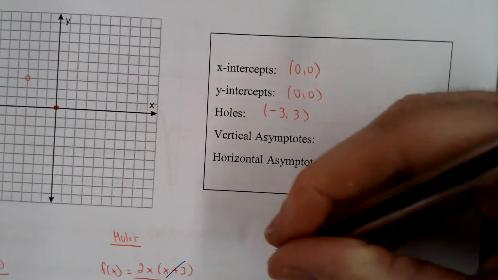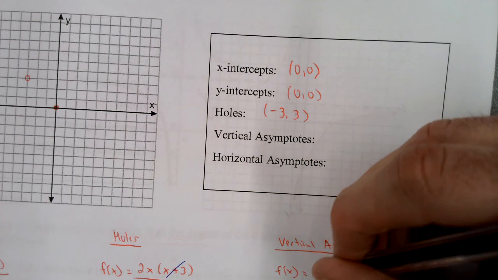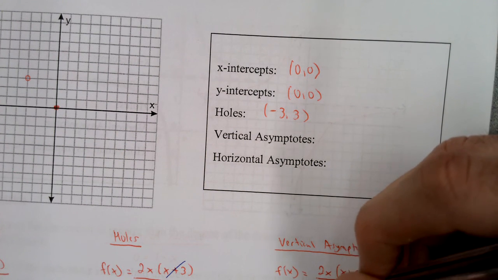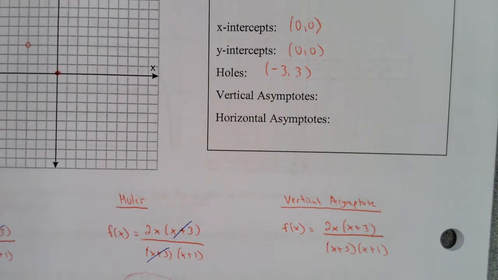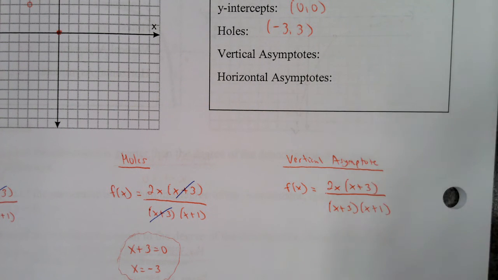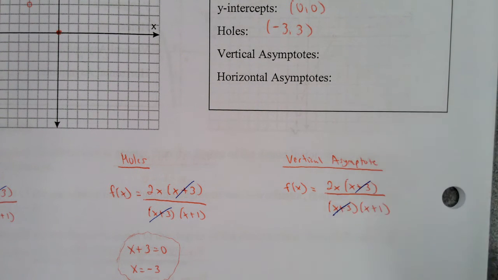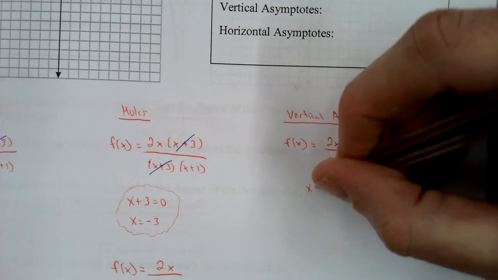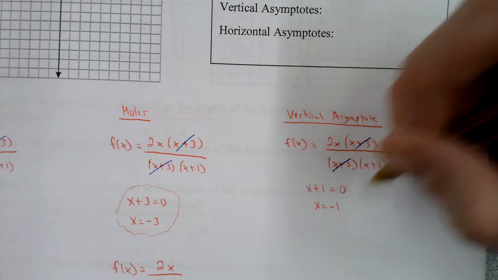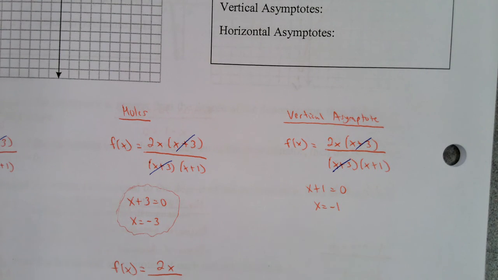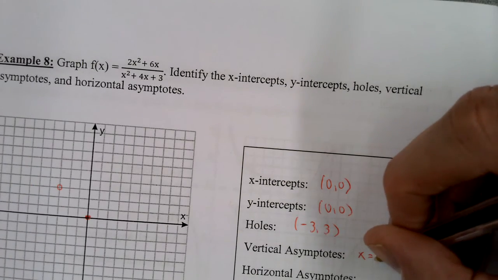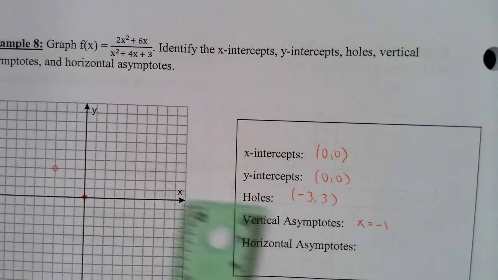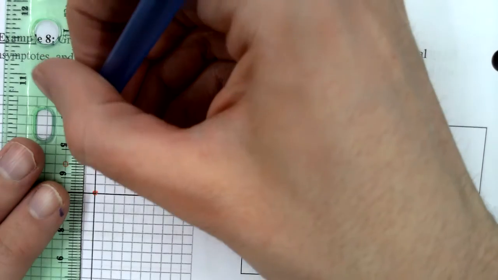So again, I'll just recopy everything. Here's the factored form. After we divide out the common factors, if you remember, you take your denominator, whatever's left, in this case x plus 1, and do x plus 1 equals 0. That'll give you x equals negative 1. So that's the vertical asymptote. Graph it. Vertical line, put it dashed.